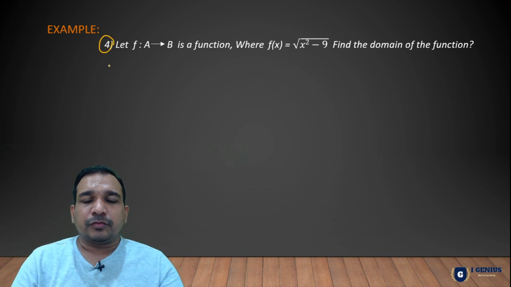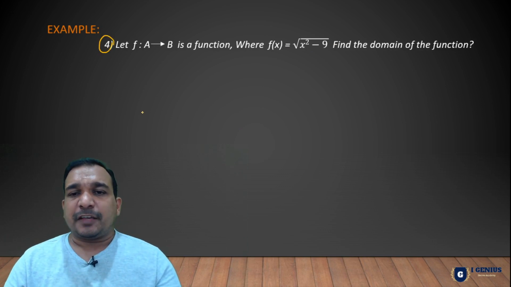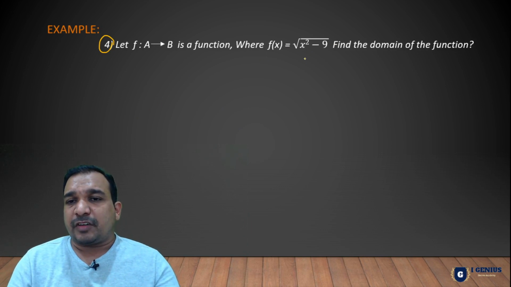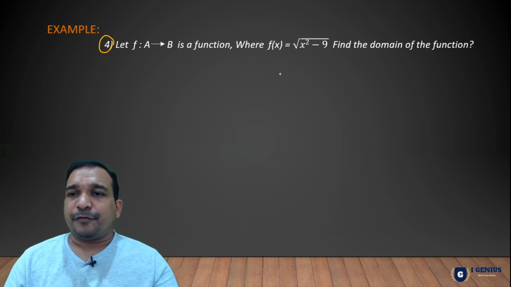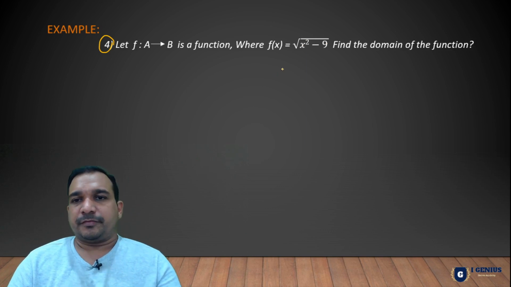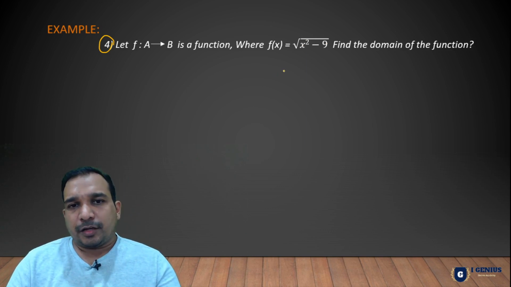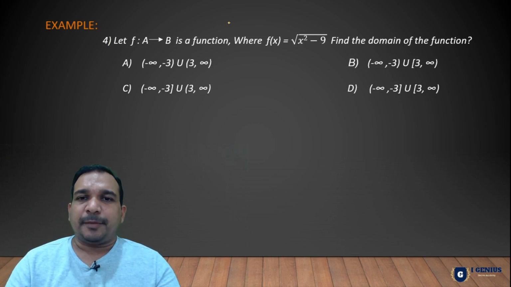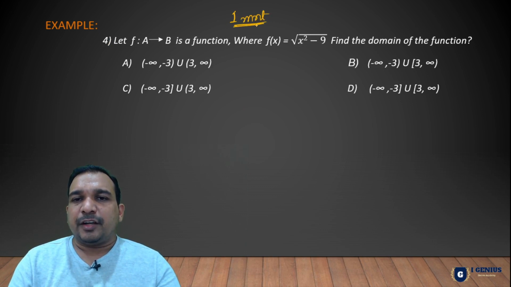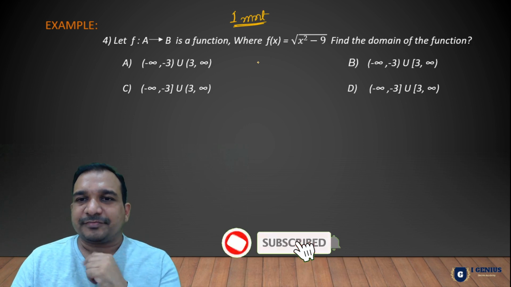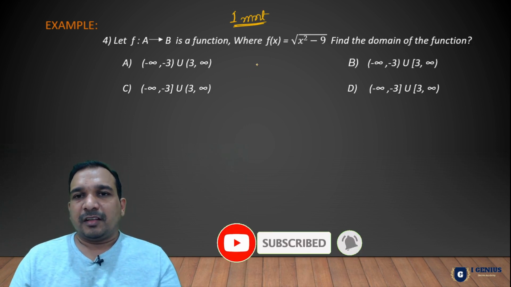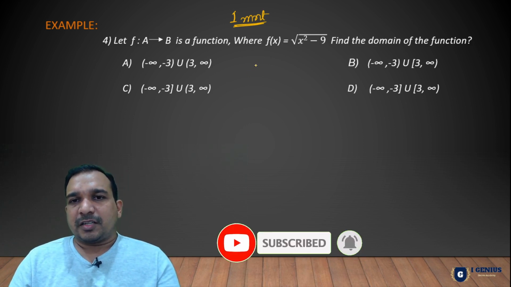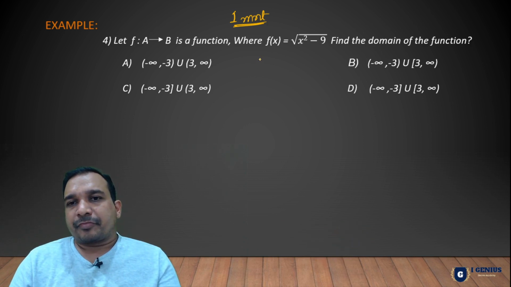Yes, fourth one. F from a to b is a function where f of x is nothing but square root of x square minus 9. Then find the domain of the function. Yes, this is the question. How to solve this? Now only I told you. Tell me the answer, guys, for this. Yes, I am giving you time, 1 minute. Within 1 minute, try to solve and give the answer in the comment box. What is the domain?